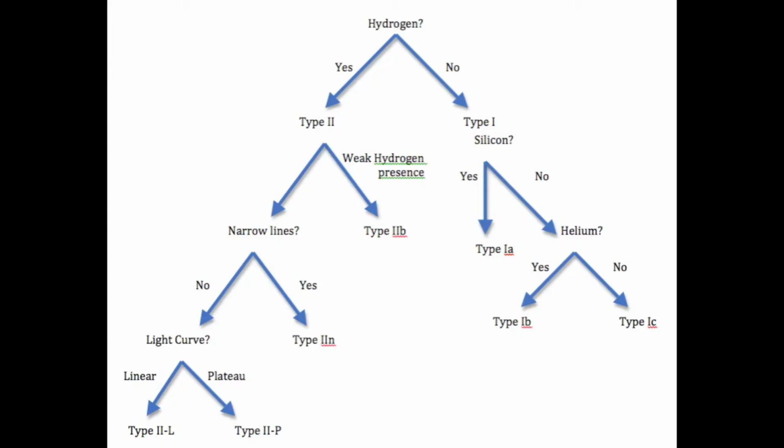Type 2p and type 2l also have obvious naming, as type 2p reach a plateau in their light curves and type 2l have a linear decrease in their light curves. Type 2l supernovae make up about 25% of type 2 supernovae, whereas type 2p make up about 30% of all type 2 supernovae.